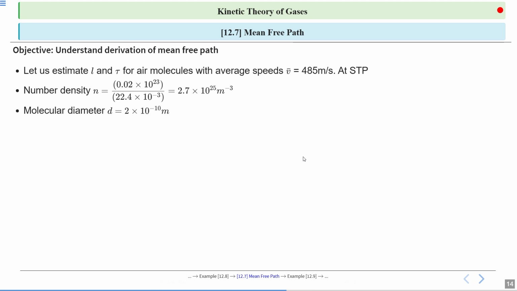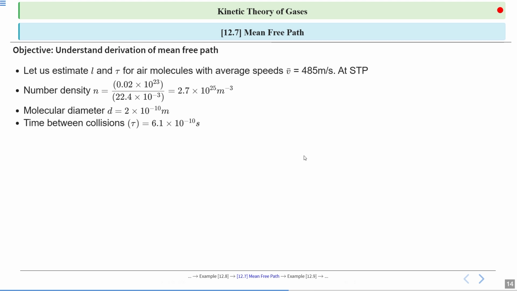The molecular diameter d is another important factor here in our calculations. For air molecules, the diameter is about 2 times 10 raised to the power minus 10 meters. The size of molecules affects how often they collide, as a larger molecule will have a higher chance of interacting with each other.